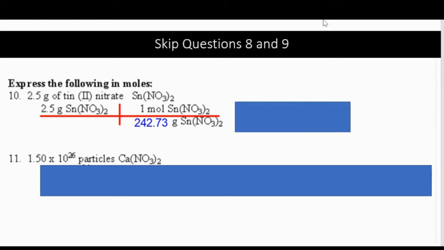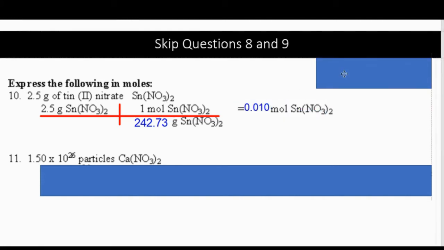I found tin. That's my periodic table. Tin is 118.71. 2 nitrogens, that's 2 times 14.01. 6 oxygens, that's 6 times 16 grams for oxygen. We add that all together to get this tin nitrate. And now I've got it set up. I have grams times moles divided by grams. Grams cancel grams, moles don't. But I want moles, so that's good. Then I do the math. 2.5 times 1 divided by 242. Boom. I get my moles.